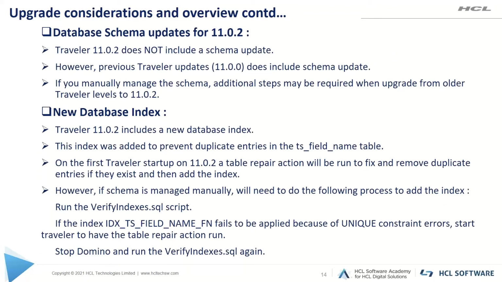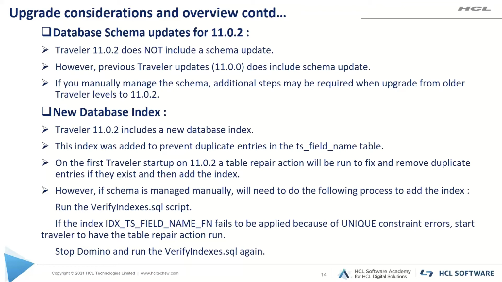Traveler 11.02 does not include any schema update. However, the previous Traveler release 11.0 does include a schema update. So in case you are upgrading from an older release to 11.02, then you need to take additional steps for schema upgrade. In case you are manually managing your schema, then you need to perform the steps which we were discussing in the earlier slide. Also, Traveler 11.02 introduces a new database index.